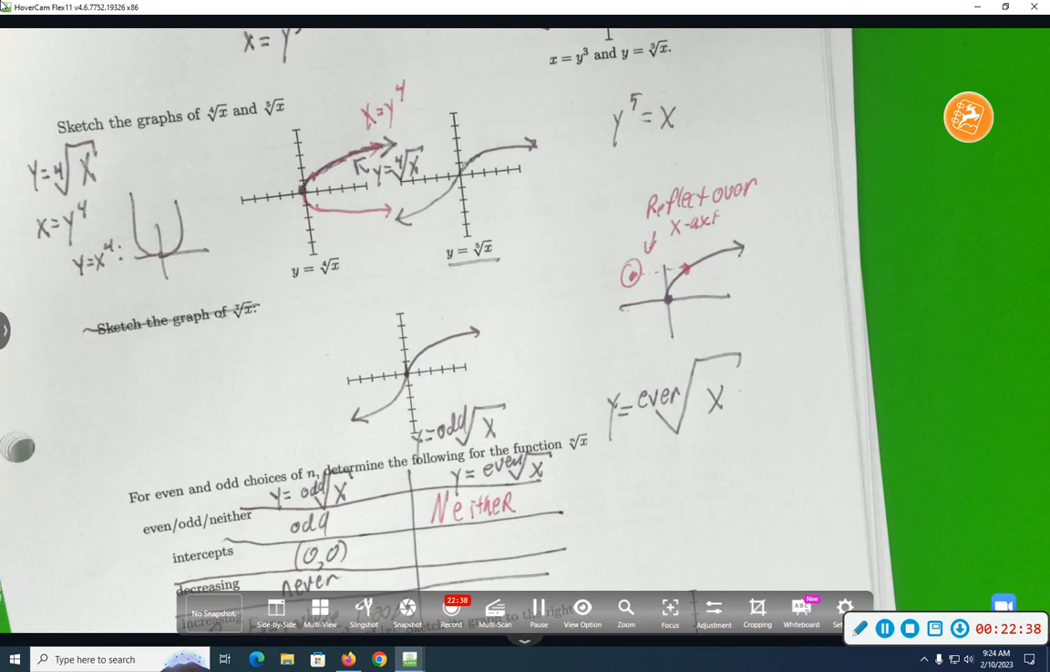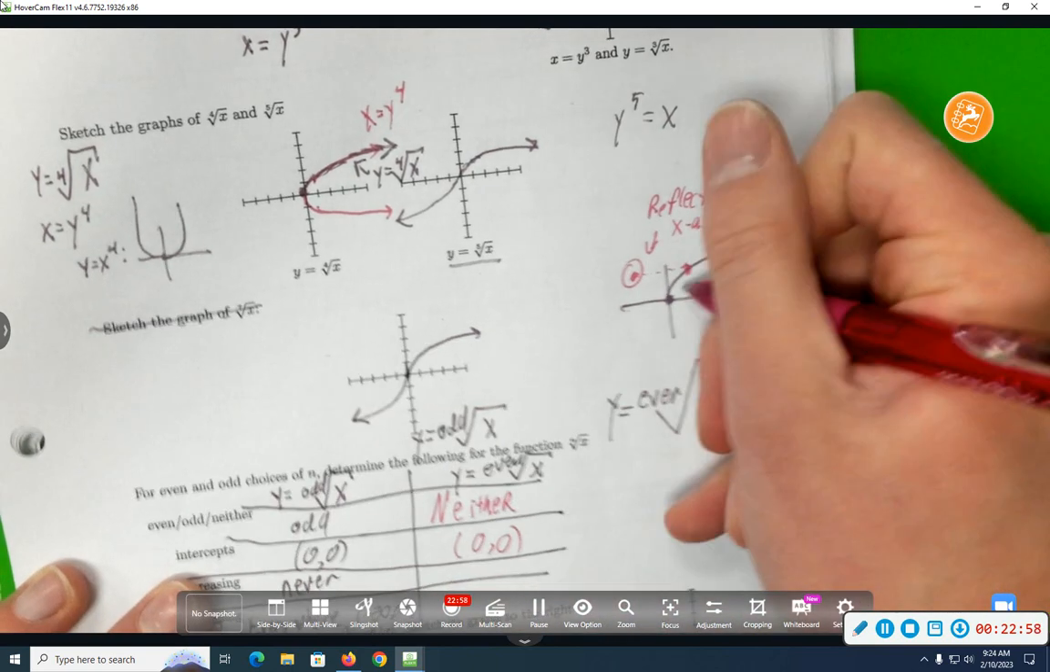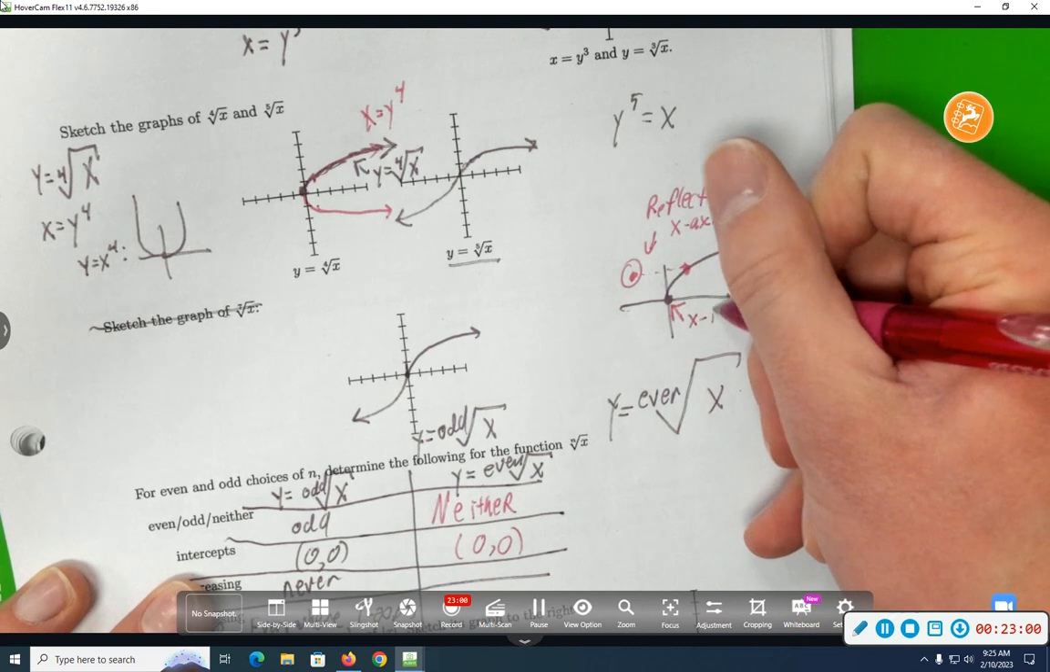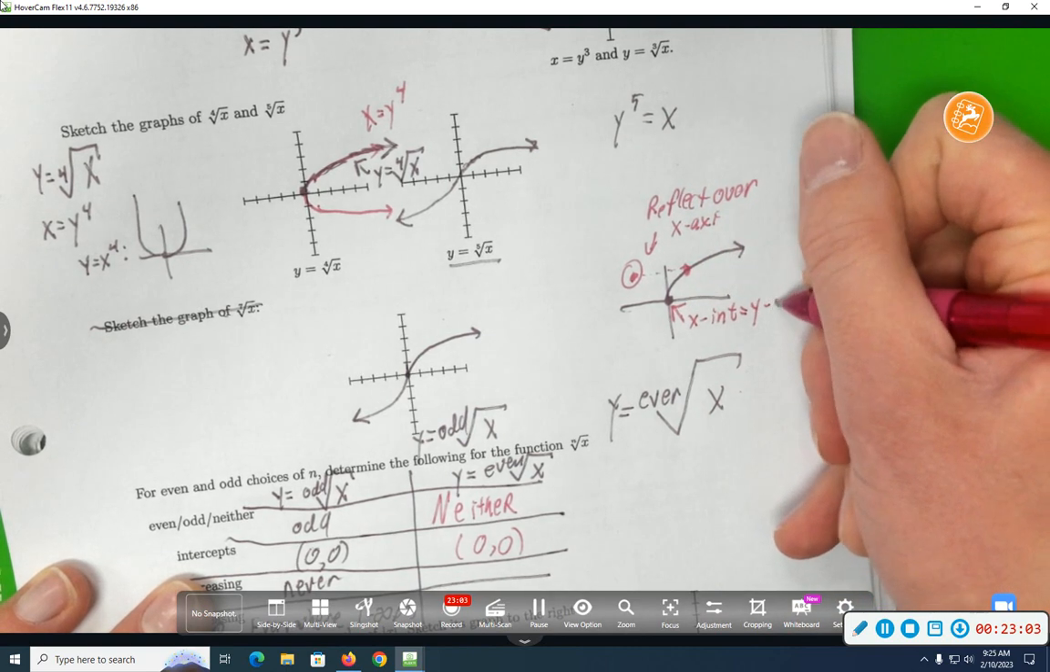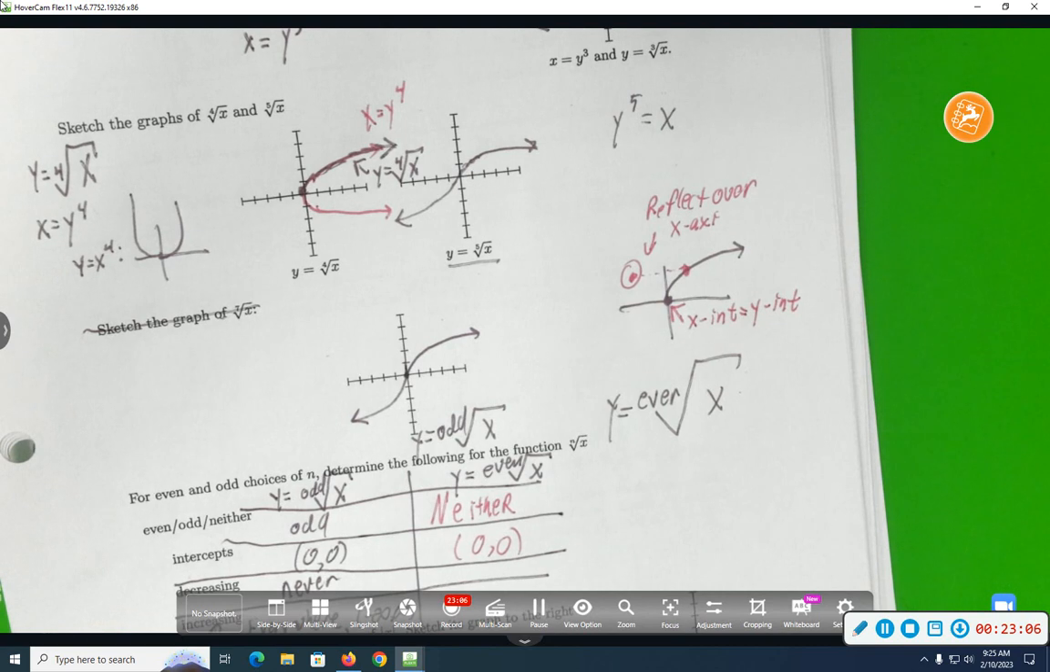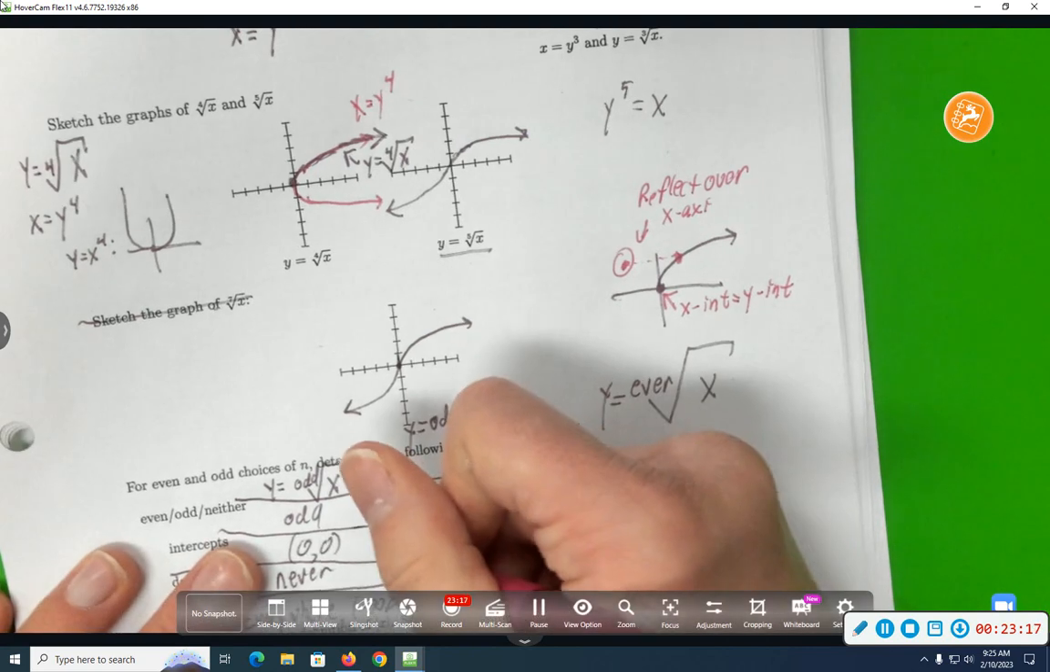Tell me about its intercepts. Where does that graph touch the x-axis or y-axis? There's the x-intercept, which happens to be the same as the y-intercept. Where is this function decreasing? Is it ever decreasing? Well, on its whole domain, it's going up, so never.